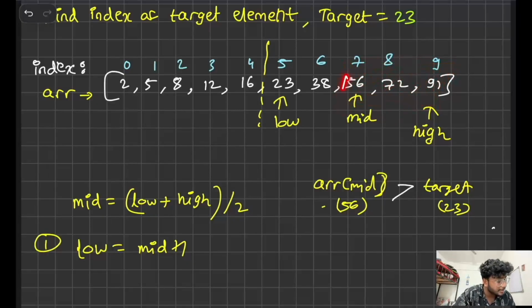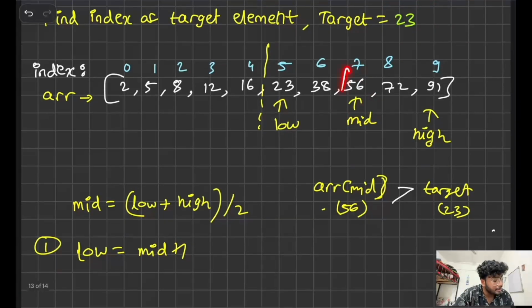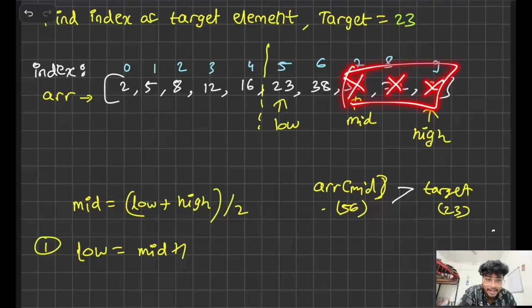I'll check is my mid equal to target. I can clearly see that array of mid is not equal to target. Then I have to eliminate one search space, and all the elements which are greater than 56 also would be greater than target. So I don't have to search here. I will eliminate this search space.